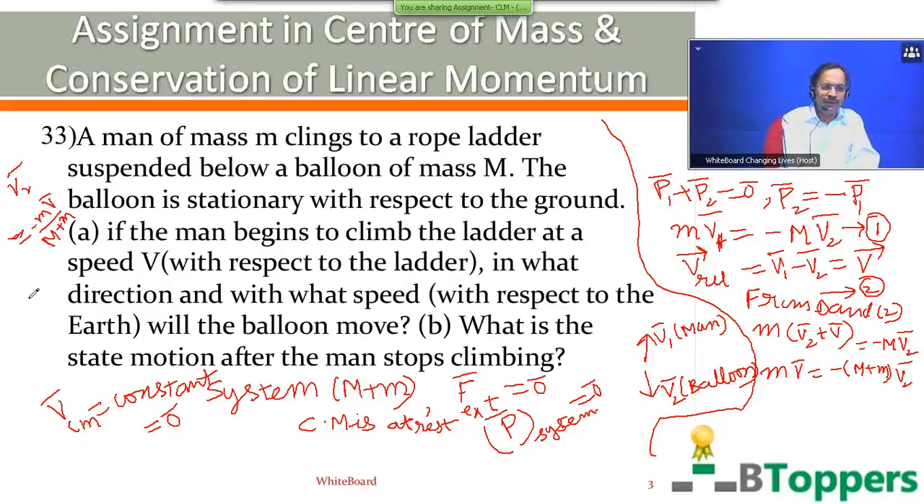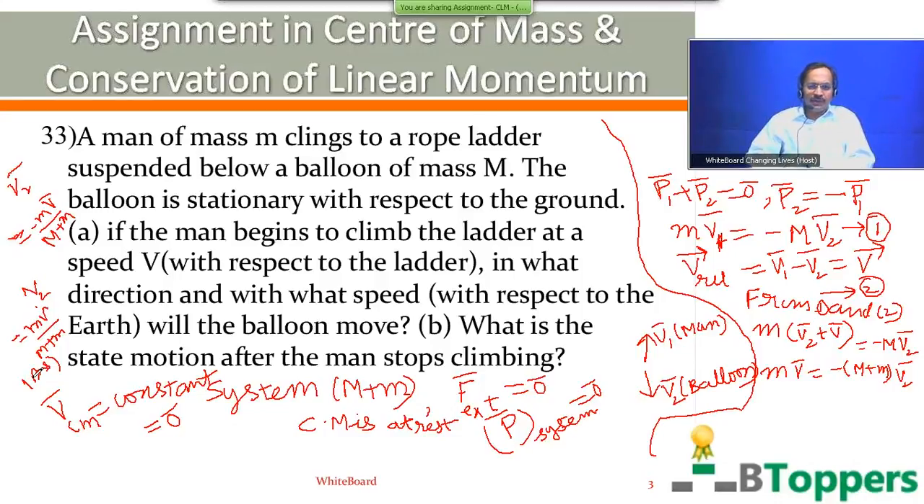So if you consider only magnitude, the negative sign can be omitted. So V2 can be written as small m into V by capital M plus small m. So that's the answer for the first part of the question: small m into V by capital M plus small m in the downward direction.